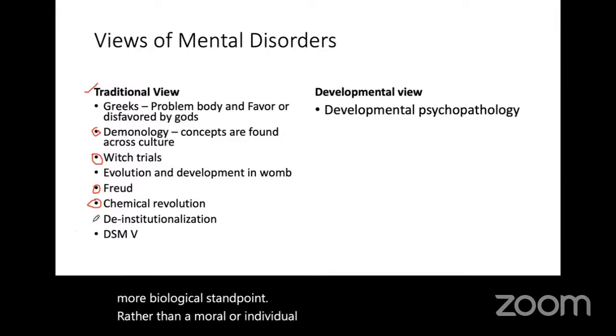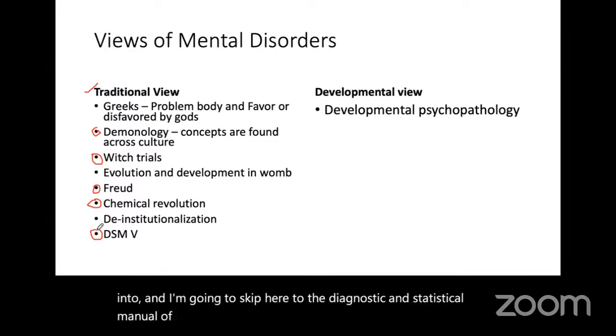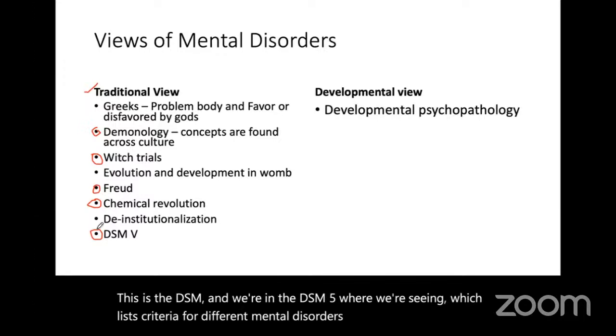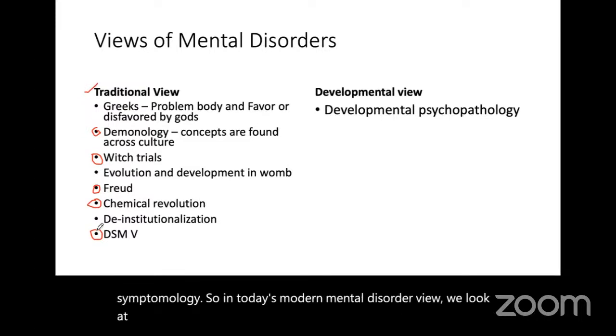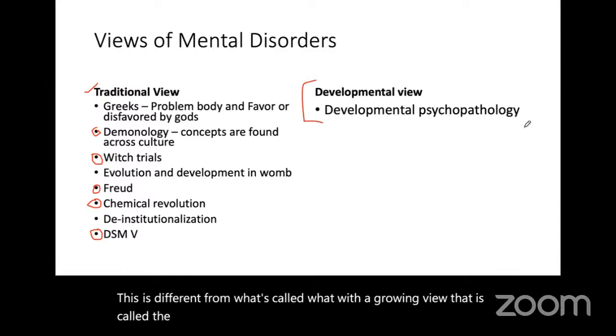Okay. And then we get into, and I'm going to skip here to, the Diagnostic and Statistical Manual of today. This is the DSM, and we're in the DSM-5, which lists criteria for different mental disorders based on symptomology. So in today's modern mental disorder view, we look at symptomology and alleviation of those symptoms. Okay. Now this is different from a growing view that is called the developmental view of psychopathology.